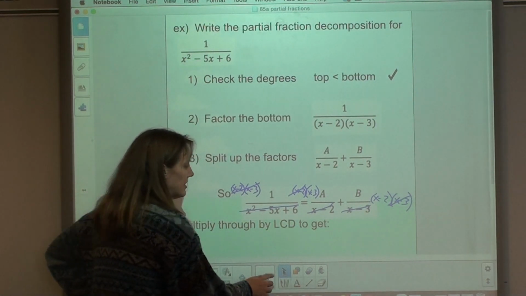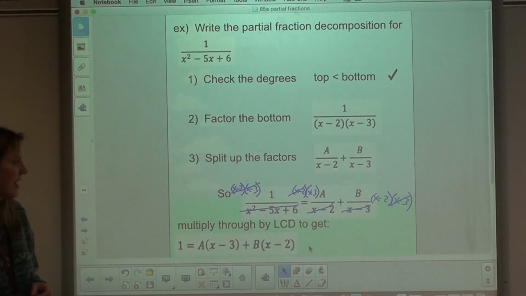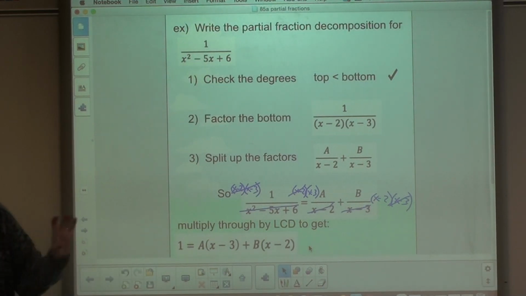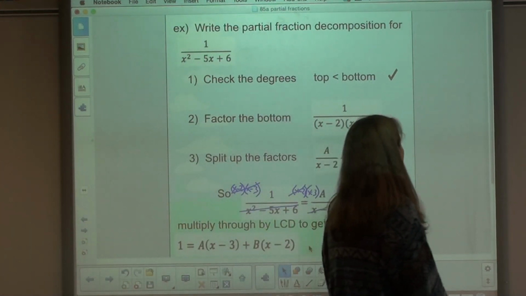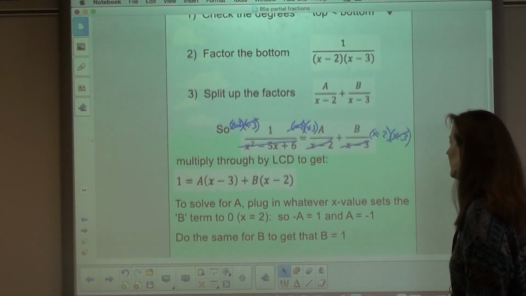So when it's all done, you end up with that. When you multiply through by the LCD, all the denominators are gone. They all cancel out. Do you all understand how that works? Yes. Good. How do we solve this equation? There are several ways.